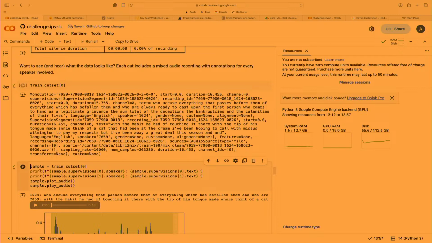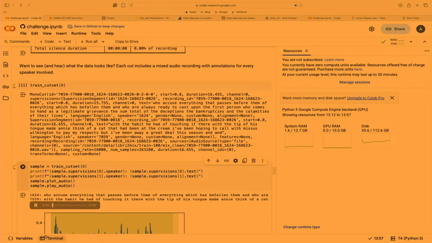With the habit he had of touching it there with the tip of his tongue, made Annie think of a cat that had been at the crate. I've been hoping to call with Mrs. Flemington to pay my respects, but I've been away a great deal this season.